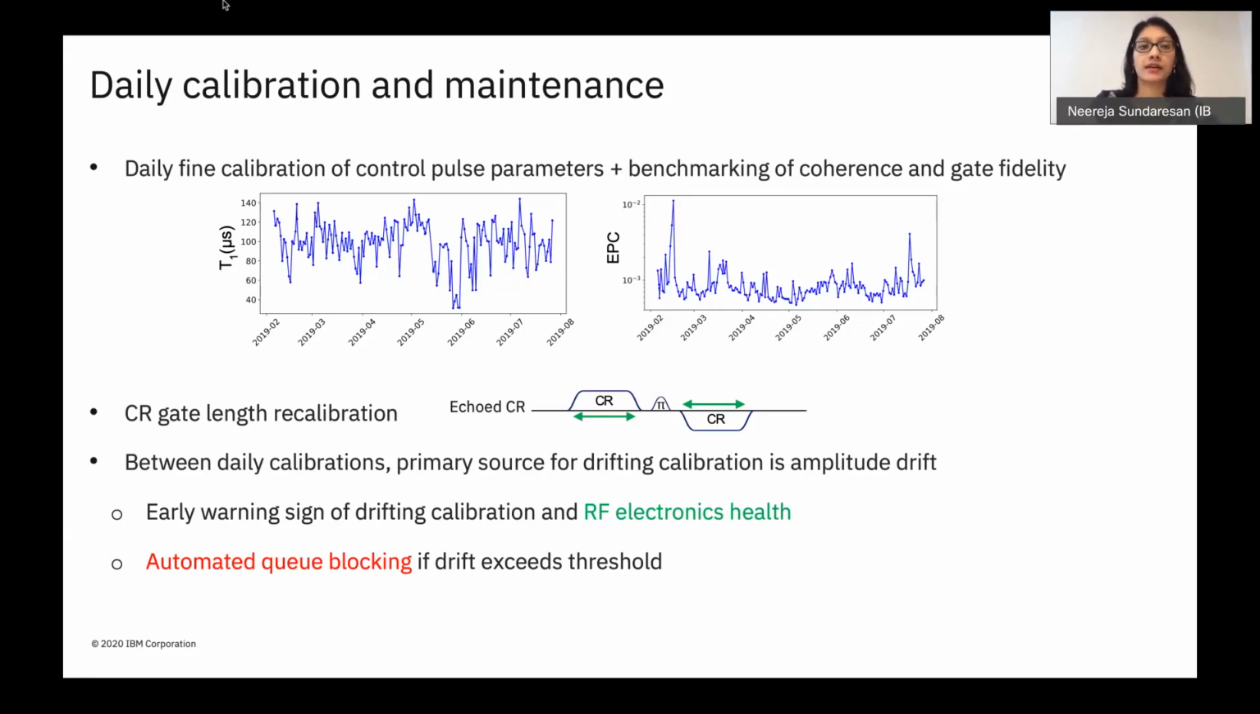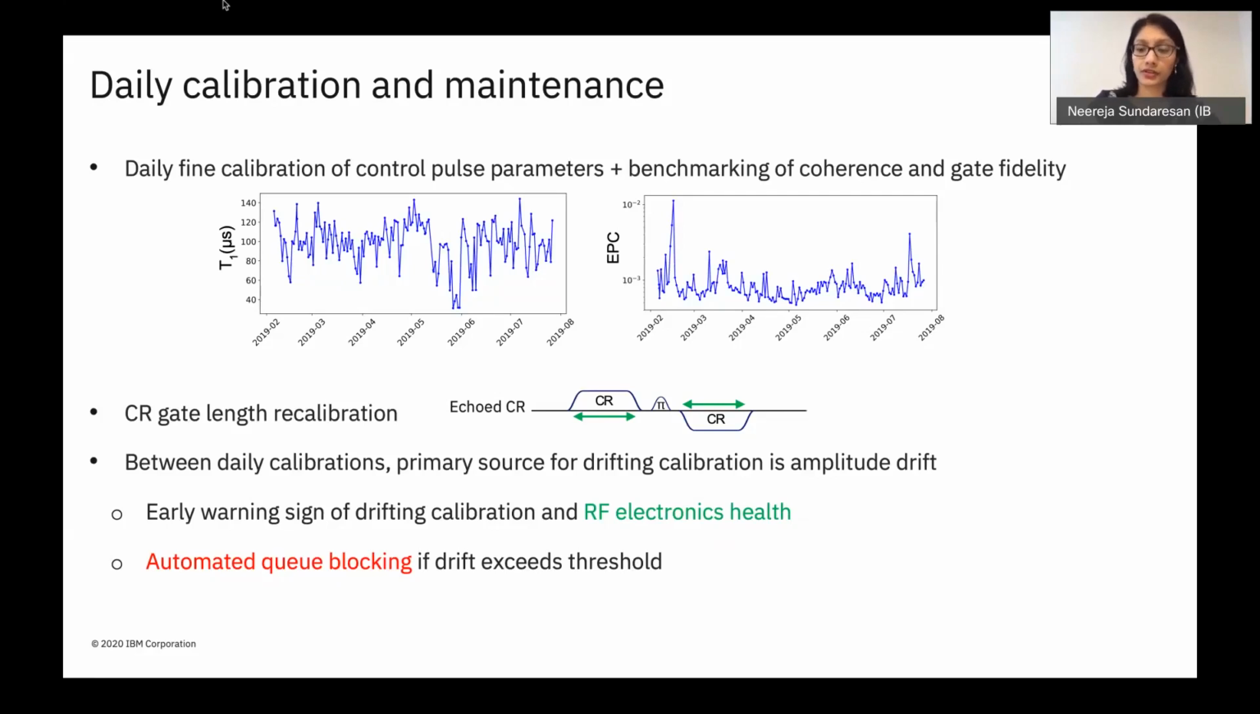In our systems, we found that amplitude drift is probably the type of error we're most sensitive to. And so we use a simple error amplification sequence to quickly measure the amplitude stability, or the validity of our calibrations. We use this as a sort of early warning sign for large drifts in calibration, and also to monitor the health of our electronics. When these surpass a threshold that we've set, they automatically pause the queue and alert us that something has gone wrong.